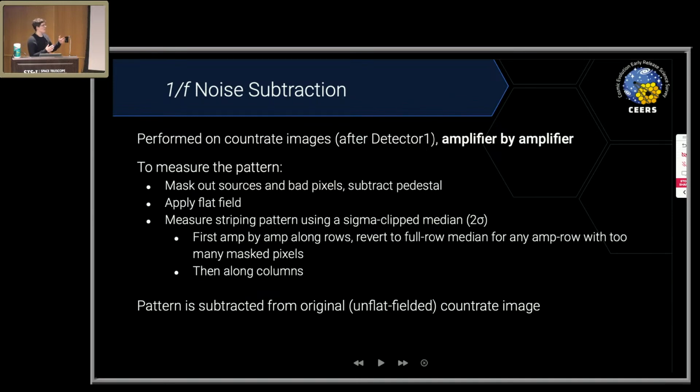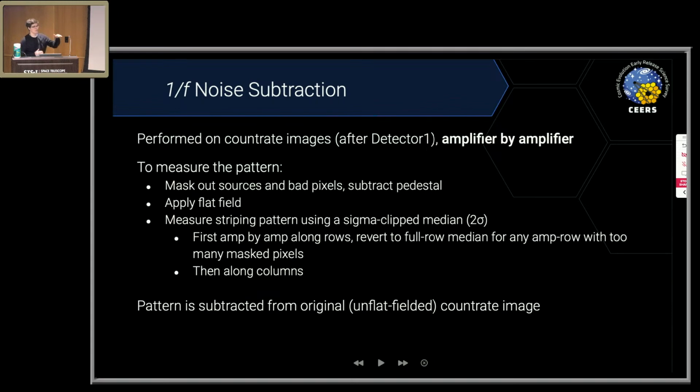We measure the pattern with a semi-similar process: mask out sources, subtract a pedestal, apply a flat field, so you're measuring this feature on a flat image. And then we measure the striping pattern using sigma-clipped medians. There are certainly more robust ways you could be doing that. This has worked very well for us.